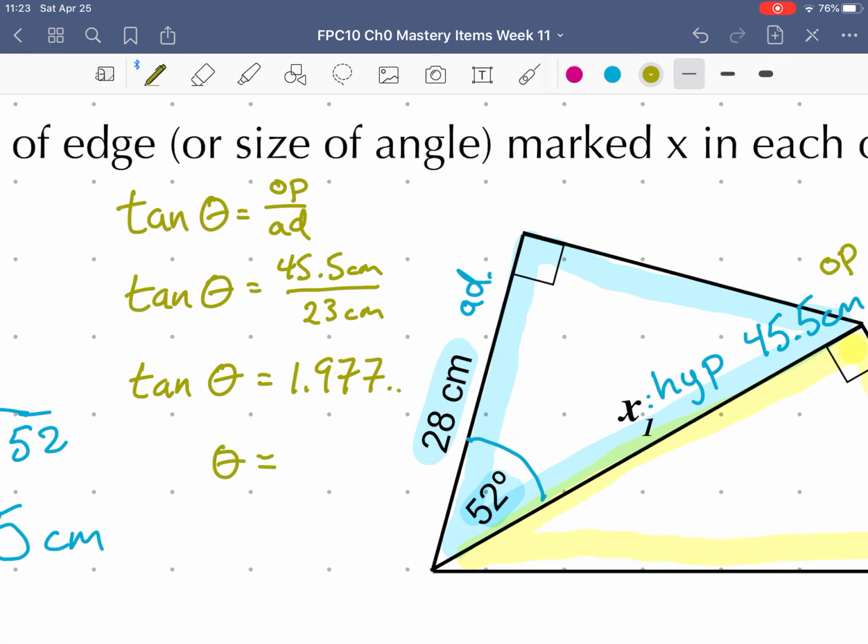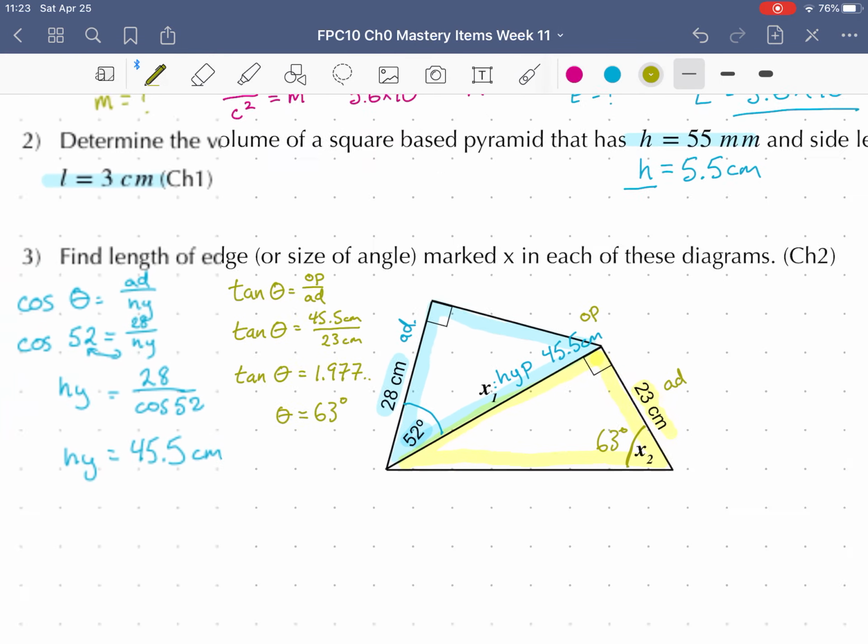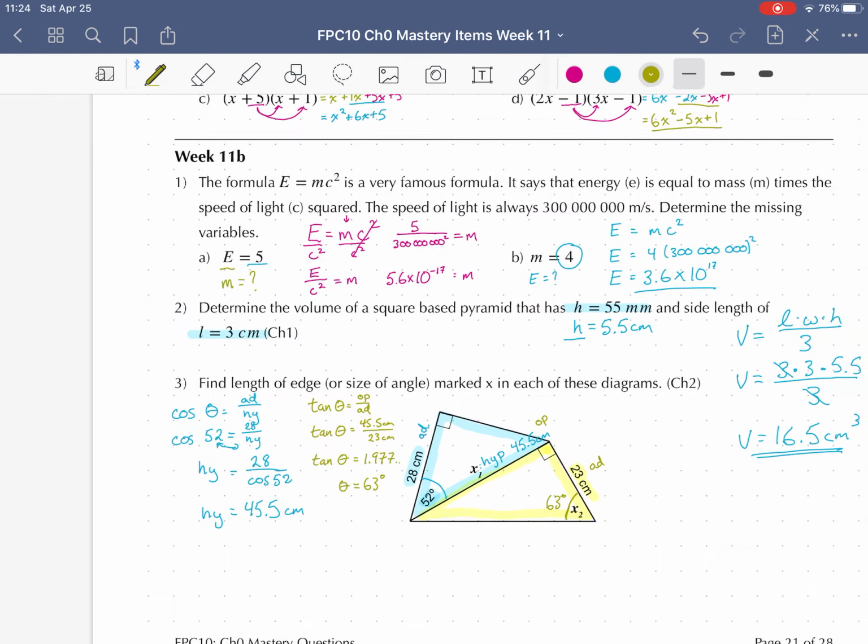So now I do the inverse tangent to figure out my angle. And I get 63.17, or our angle is 63 degrees. So this angle right here is 63 degrees. Usually with angles, we keep them in whole numbers. We don't go to decimals too often unless it's asked.